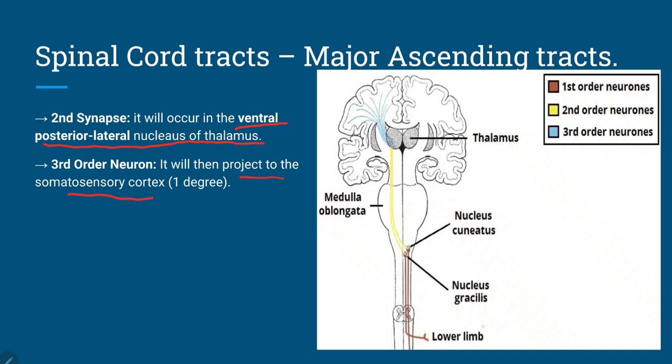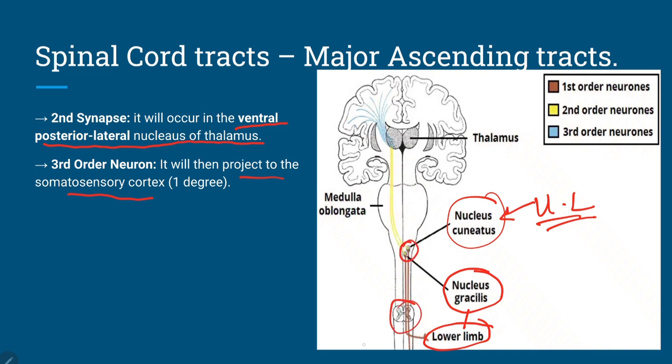So let's look at that. This is the lower limb, and then we have the upper limb. So nucleus gracilis is for the lower limb, and nucleus cuneatus is for the upper limb. So any neuron coming to the nucleus cuneatus is going to synapse there, or the lower limb over here, nucleus gracilis. Sorry, the lower limb neurons are ascending up there. So that's where the first synapse occurs.